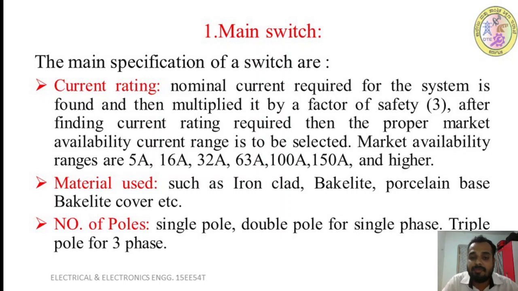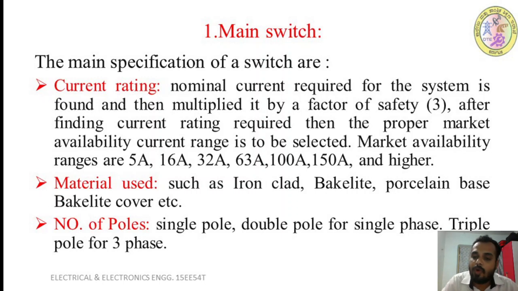The main specifications of main switches: first, we have to consider the current rating. The nominal current required for the system is found, then multiplied by a factor of safety. Here the factor of safety we are taking is 3. After finding the current rating required, the proper market-available current range is to be selected. The market availability ranges are 5 ampere, 16, 32, 63, 100, 150 ampere and higher ratings.